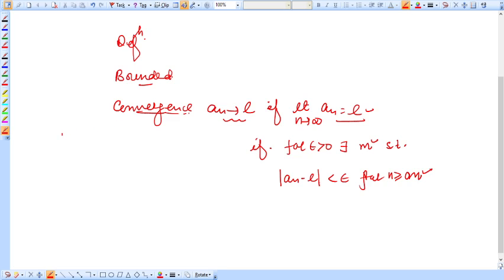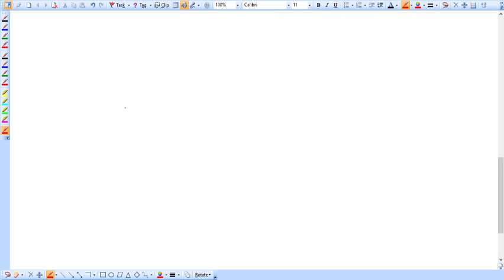Also we did what is a divergent sequence. A divergent sequence is a sequence the limit of which is equal to infinity, okay? And also we did oscillatory sequences. Oscillatory sequences are those sequences which are neither convergent nor divergent, right? So now we are going to prove some results on convergent sequences, right?